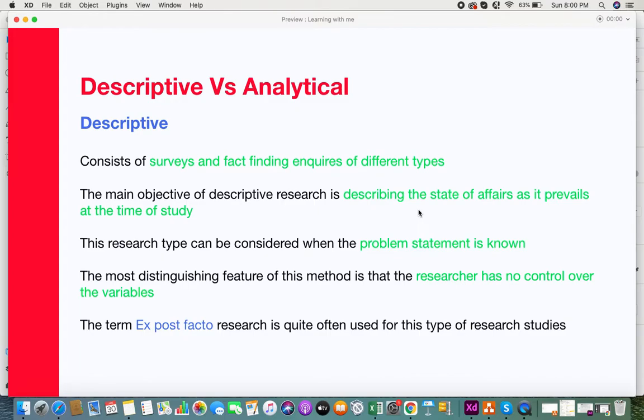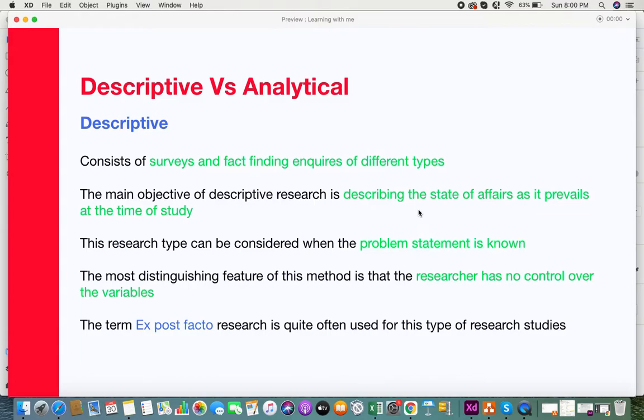There's another research which is called exploratory, where you don't know what the problem is, but you just want to explore the various possibilities. At that time you can go in for exploratory. Else, when you know what the problem is, okay, then you go in for descriptive type of research.